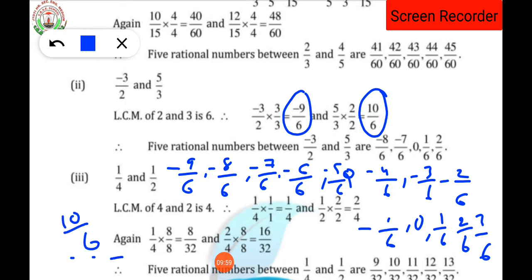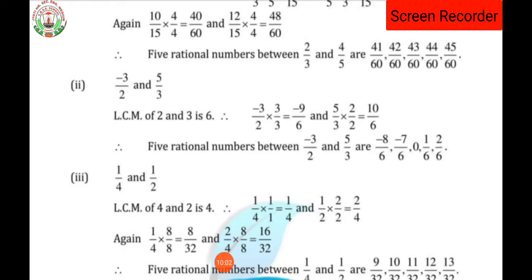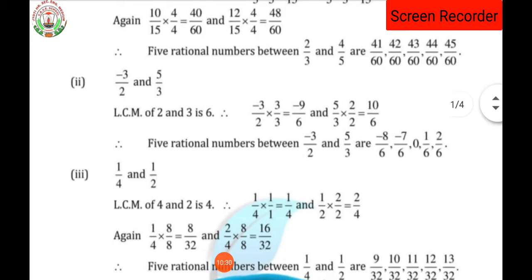So while seeing this, we can say that many rational numbers lie between minus 9 upon 6 and 10 upon 6. Out of that many rational numbers, we can take any 5 rational numbers. Why are we taking any 5 rational numbers? Because in this question it is asked to take only 5 rational numbers between minus 3 by 2 and 5 by 3. That's why. Clear everyone? Okay. Next question, for the fifth part, third question we have.